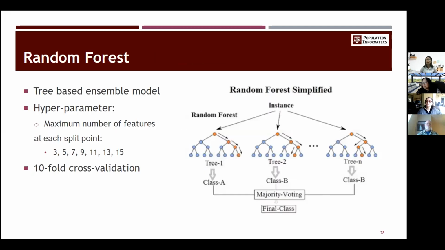I use 4 different machine learning algorithms. The first one is random forest, which is a tree-based ensemble model. Each of these trees is going to generate one label for the input data, and we can get the final result by majority voting. And for tuning the hyperparameters, we use temporal cross-validation.